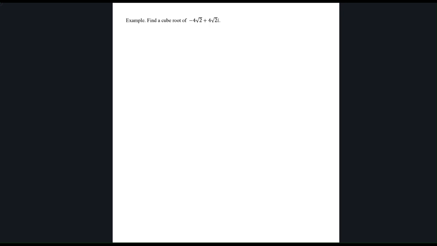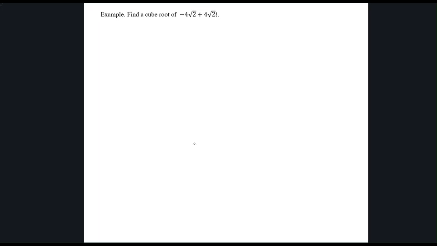Hi everyone, I am back and I am going to walk us through how to find the cube root of negative 4 root 2 plus 4 root 2 times i. That is, we're going to find a cube root of a complex number. And for us to start this example, we want to draw that complex number in the complex plane.